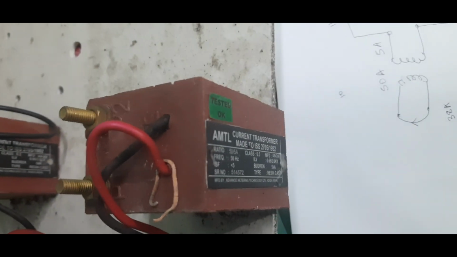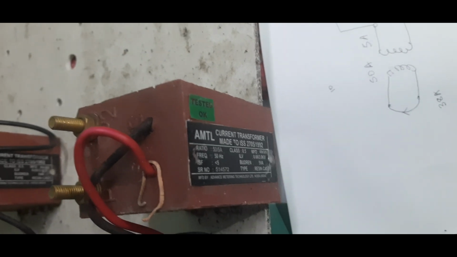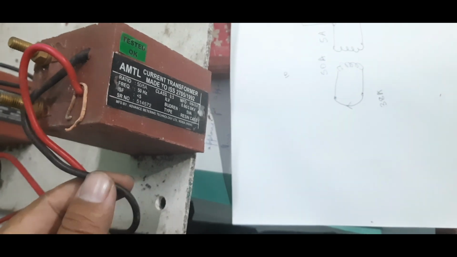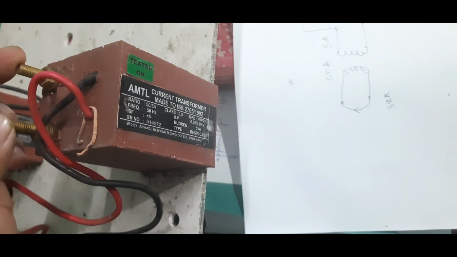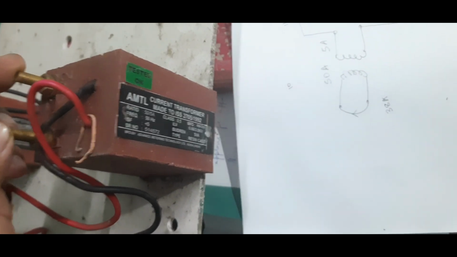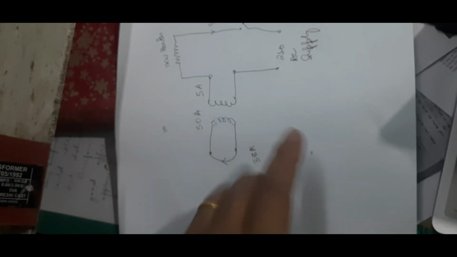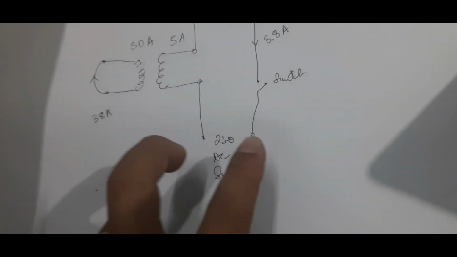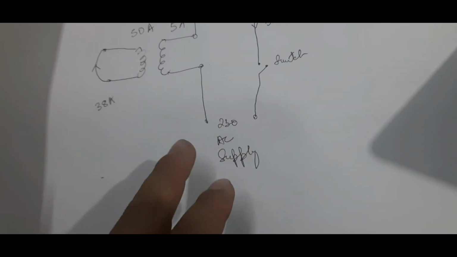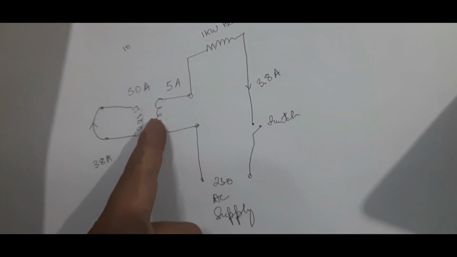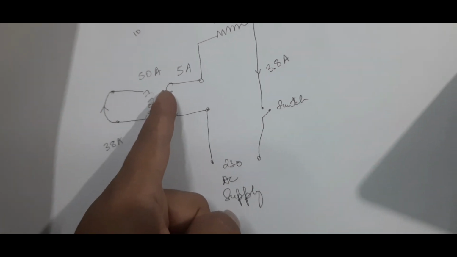Now, how do I test the CT? I'll do the reverse thing. If I apply 5 ampere in the secondary and short the primary, I should be getting 50 ampere. So I'll be connecting the secondary in series. This is the circuit diagram. I'll be applying this 230 volt AC supply, which is readily available in our homes, and connecting it with the secondary, which is rated as 5 ampere.